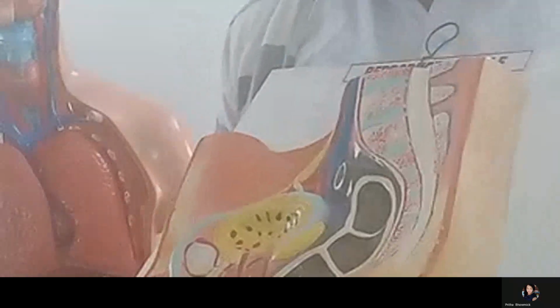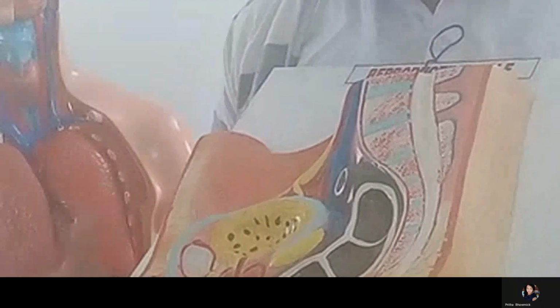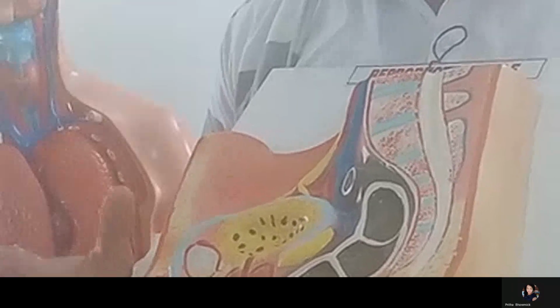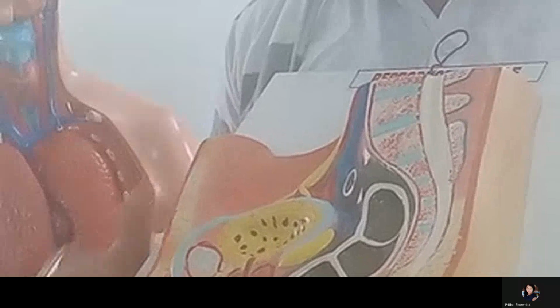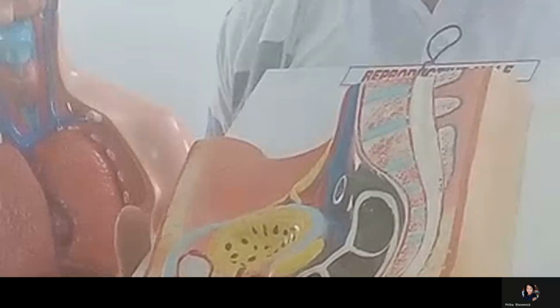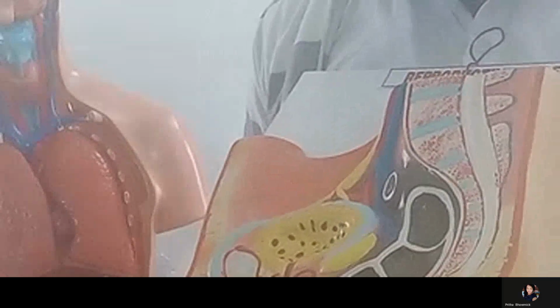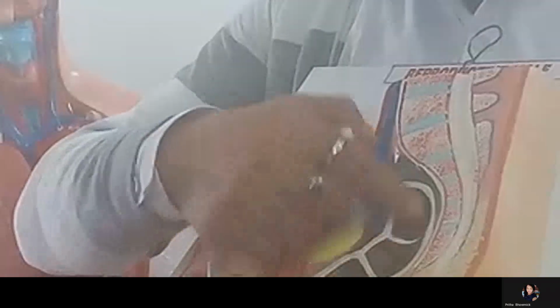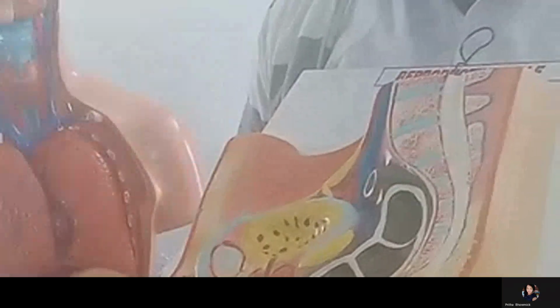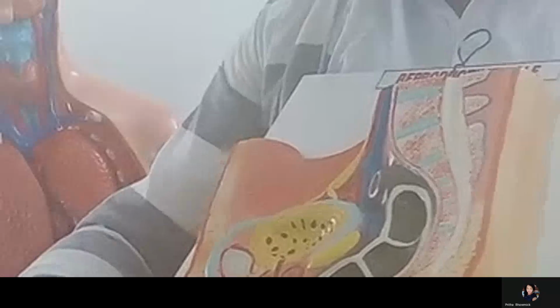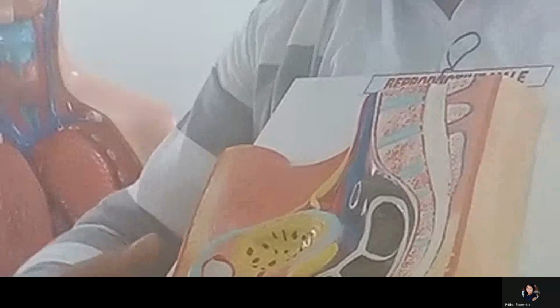Okay, I'm not going into that much detail. Now tell me, what is the name? There are 2 layers: corpora spongiosum, and the other is cavernous. Okay, here, and that's all. What is the name of this structure? Rectum. Fine. What is the name of the skin in this stretch between the rectum and the scrotum?